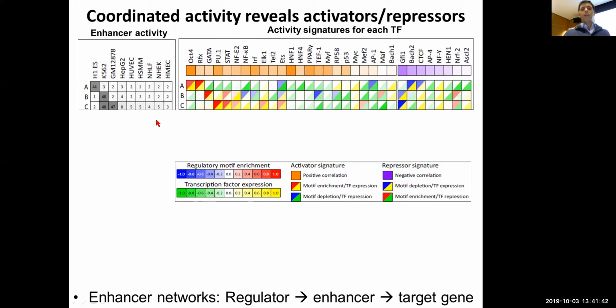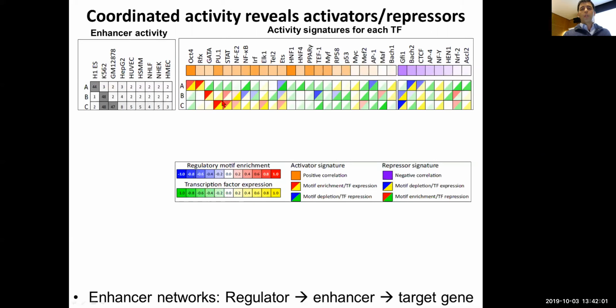Okay? And then on the bottom right triangle, I basically say, is the transcription factor expression correlated with this vector or anti-correlated with this vector? If it's correlated, it's yellow, and if it's anti-correlated, it's green. And if it's not correlated at all, it's white. Who's with me on the bottom right triangle?